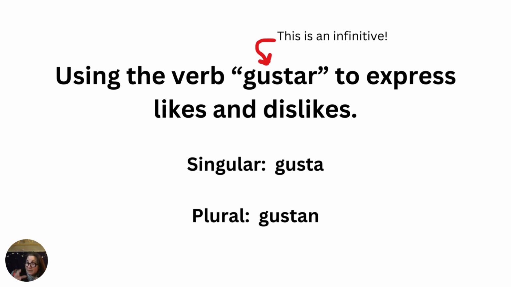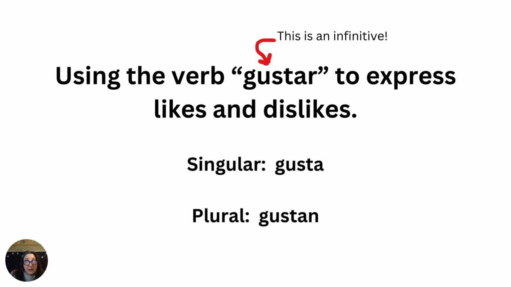Now, remember that an infinitive is a word that means to do something. For example, to run, to chat, to play, to eat, to drink. These are all infinitives. Now, usually in Spanish, infinitives end in an AR, an ER, or an IR. You already know that. But today we're going to take a look at a special verb called gustar to express likes and dislikes.